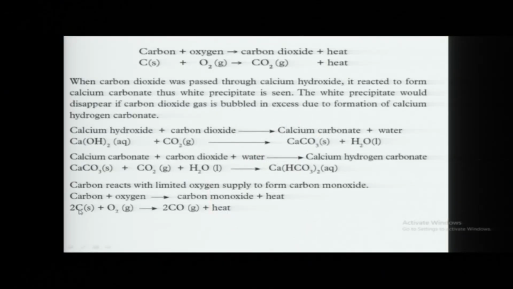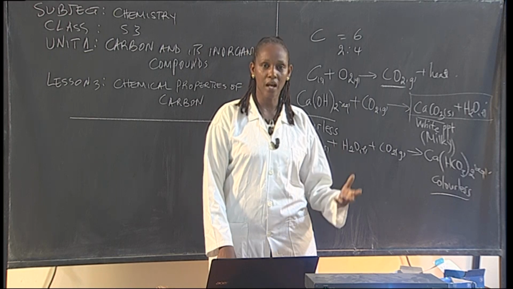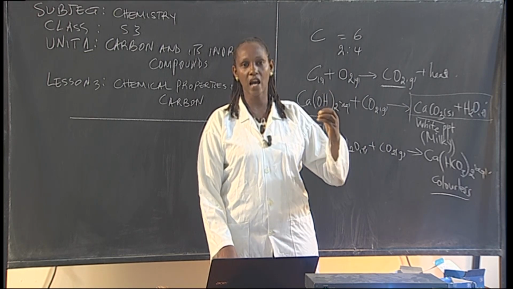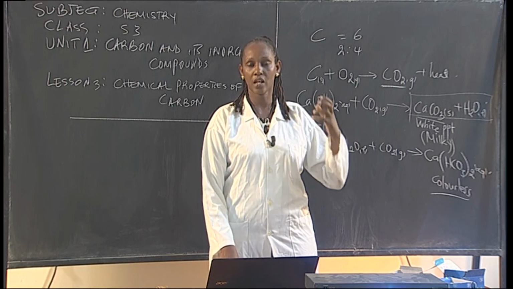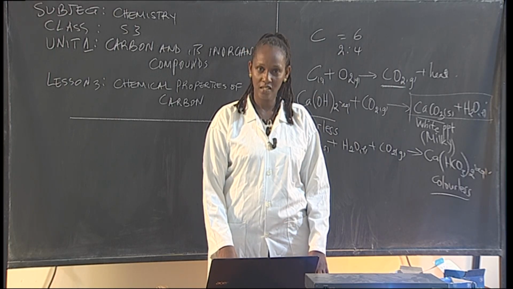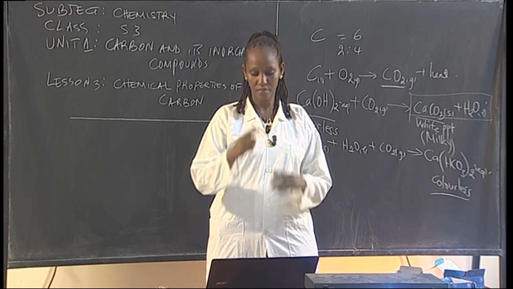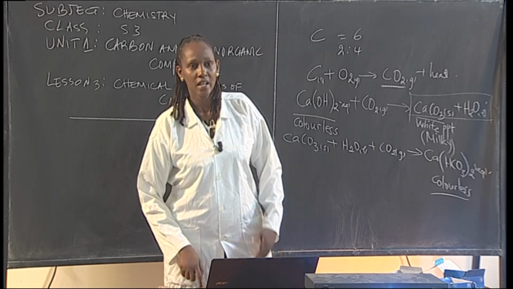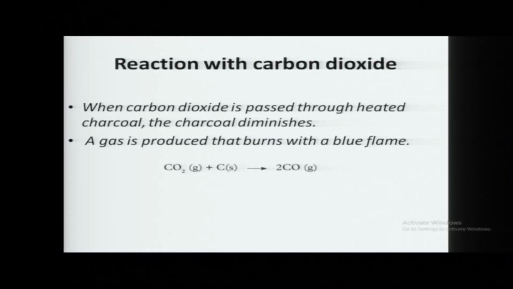There is a difference between carbon plus limited oxygen, where you get carbon monoxide, and this where we form carbon dioxide. This is when there is enough oxygen, and this is when there is limited oxygen. So in limited oxygen, we form carbon monoxide. In enough oxygen, we form carbon dioxide gas. All right? I think you get the difference there. Good. So, reaction with carbon dioxide.